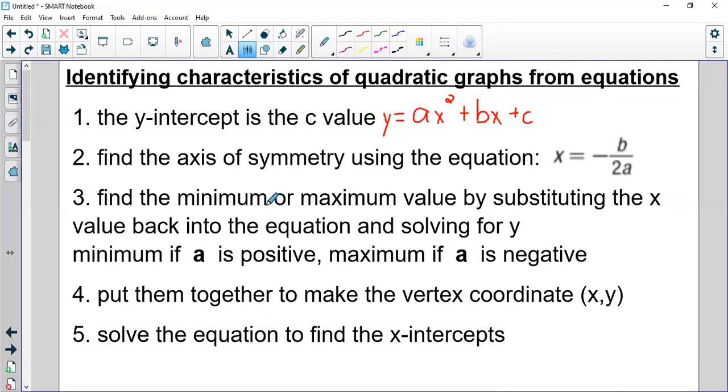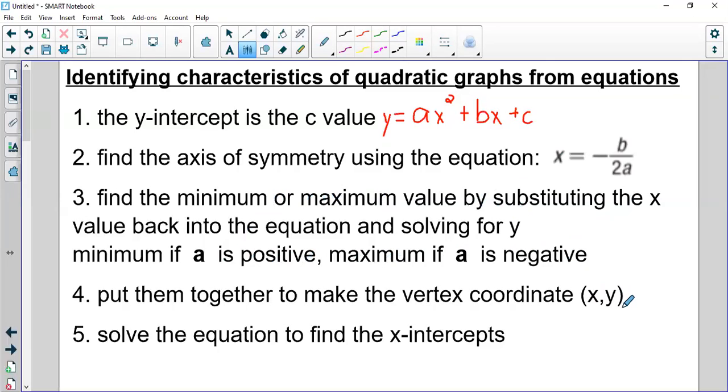Now, it's a minimum if the a value is positive, because that means the parabola will open upward. And it's a maximum if the a value is negative. That means the parabola will open downward. And then we'll take that x value we got here and the y value we got here, we'll put them together, and we'll create a vertex coordinate.